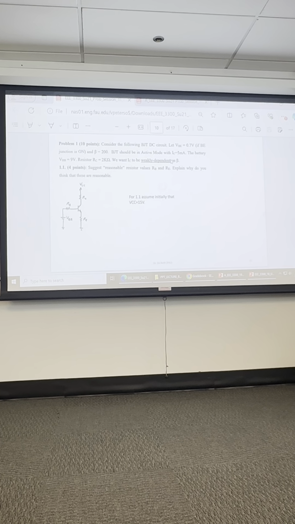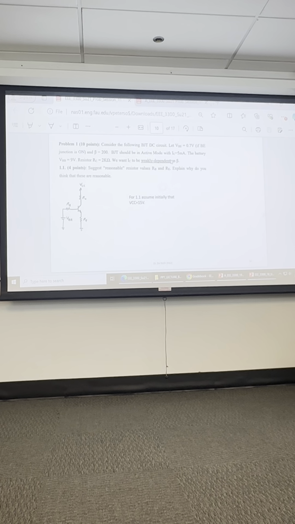We just went over weakly beta dependent. The author kind of leads to what is expected. Suggest reasonable resistor values R_B and R_E. Explain why you think that these are reasonable.